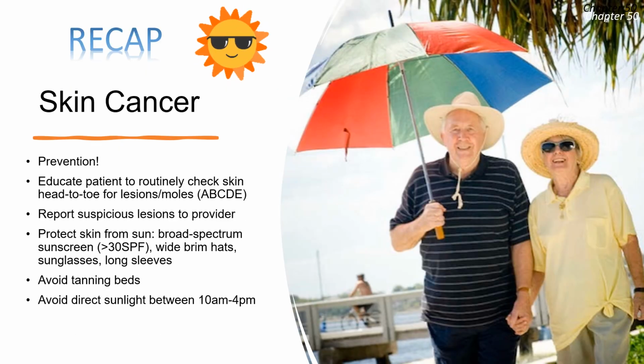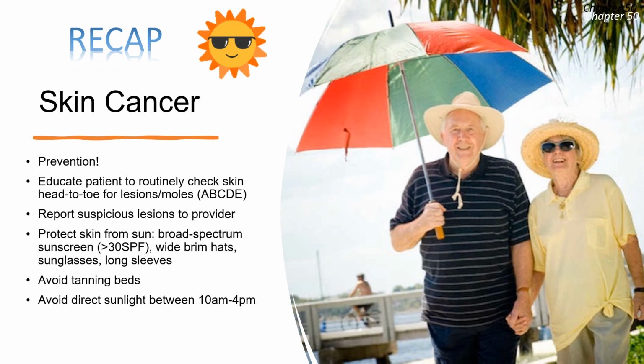And just to recap, this is our last slide here. We want to do health promotion so patients don't get skin cancer in the first place. We want to have these preventive measures and teach our patients to routinely check their skin from head to toe, have their partner look at their skin. Sometimes these lesions can be hiding in the middle of their back. They can't even see it. We can teach the patient to use the ABCDE method to identify those suspicious lesions.